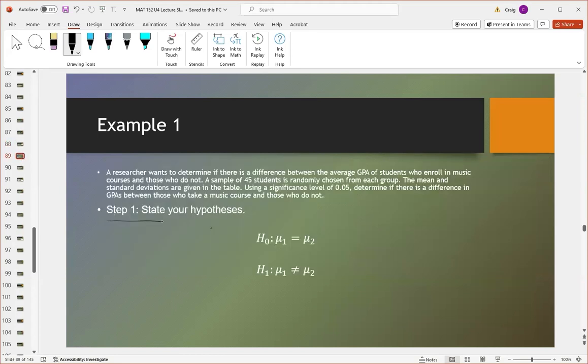First we're going to state our hypotheses. You'll see that as we go through this, the steps that we use for the hypothesis test are the same. We're just going to change up what happens at each step. The null is that the mean of those who are in music classes, remember mean 1 is music, mean 2, no music classes, are equal. We're going to assume that the two start out being equal. The alternative is that they are different from one another. The mean GPA of students in music classes is not equal to the mean GPA of students that are not in music classes.